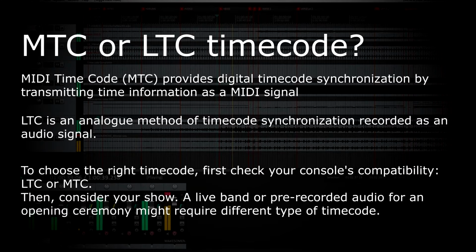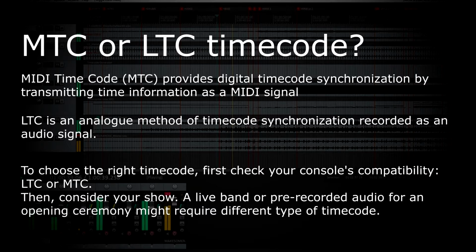The next step is adding the timecode track to our project. Before doing this, I want to explain some theory about different timecode types. There are 2 types of timecode signal, MIDI and LTC timecode. MIDI timecode provides digital synchronization by transmitting timecode information as a MIDI signal. LTC is an analog method of timecode synchronization recorded as an audio signal. To choose the right timecode, first check your console's options. Some consoles can work with only one type of timecode signal.